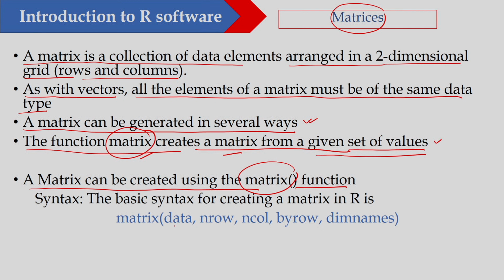The arguments of this function are data, so you have to put the data here, and data will be put as a vector, then number of rows, number of columns, then byrow actually. By default it will be by column, I will explain, and dimnames.